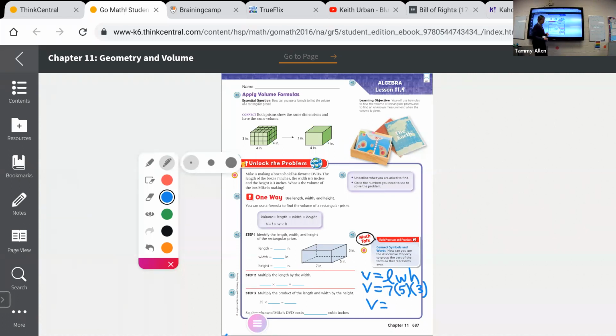The order at which you multiply these is not important. In your head, on your paper, do whatever makes the multiplying the easiest for you, because we have the commutative and the associative property that allows for that.